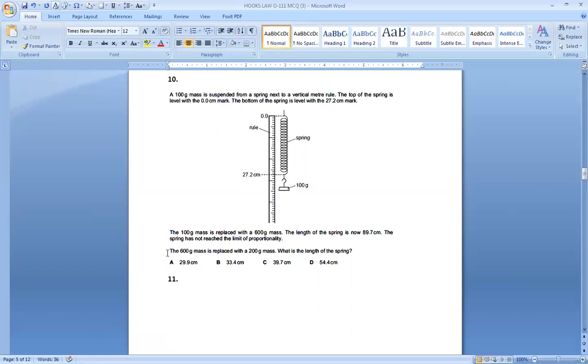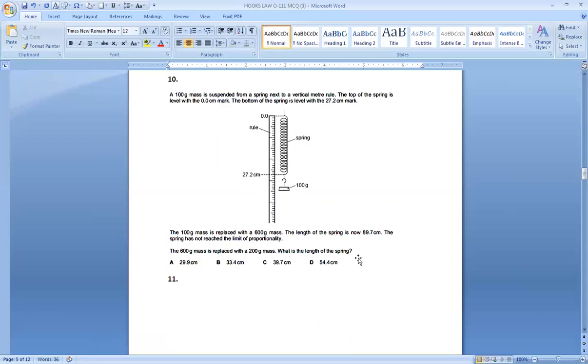He says 600 gram mass is replaced with 200 gram. We have made a change of 100 gram only. What is the length of the spring? I have to find the extension. So remember, for 500 change in the previous case, the extension was 62.5 centimeter. That I found by subtracting 27.2 from 89.7. Now I have added 100 gram extra and I have to find the extension for that.